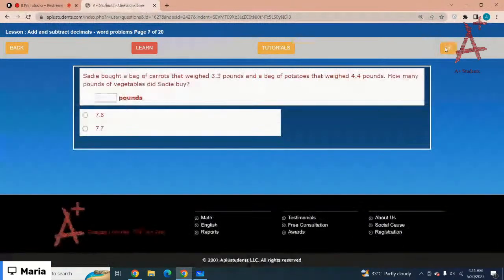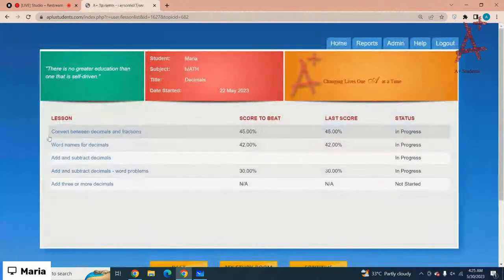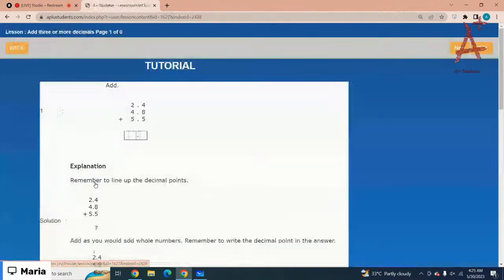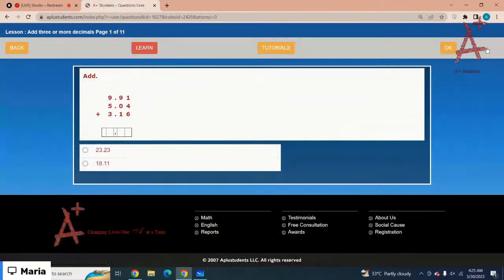Okay, you can complete the test by yourself later today. Let me just move on to the next lesson. The next one is add 3 or more decimals. So you have to add decimals. Got it? More than 2 decimals.